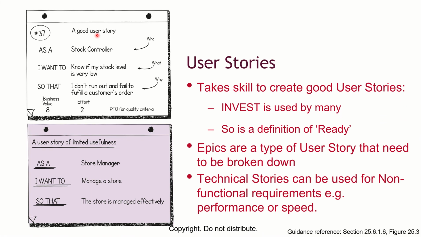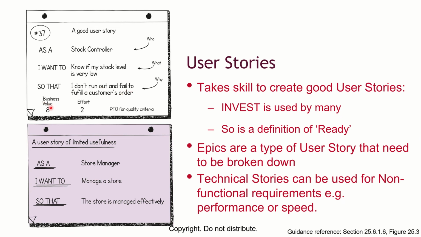How do you know a good user story? This person, a stock controller, that is the what? The function, not the name of a person. So you start by saying as a stock controller, that is who the person is in terms of the role. I want to, what do you want to achieve? The function: know if my stock level is very low. Why do you want to know? That is the benefit. So that I don't run out and fail to fulfill a customer order.